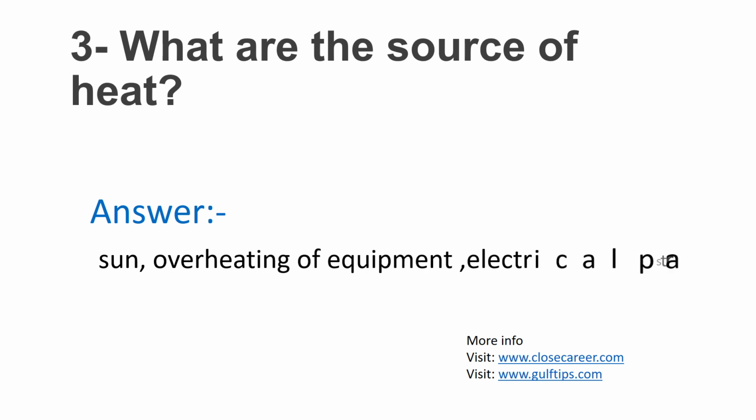The sun also gives us heat. Overheating of equipment, electrical parts, sparks, those things create heat. The heat can set a fire when it combines with oxygen and fuel. Okay, the sources of the heat are the sun, overheating equipment, electrical parts, and sparks. Now let's jump to the next one.